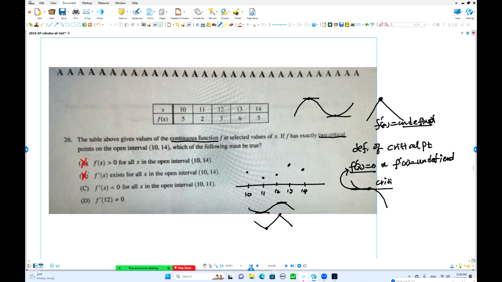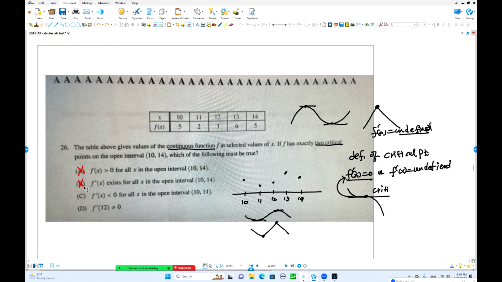Now number 3. f prime of x is less than 0, meaning the graph is decreasing for all x on the interval 10 and 11. It is decreasing there. What about this one? Increasing and decreasing, that's possible because there's no information between any 2 points. Not always decreasing. That is wrong too.